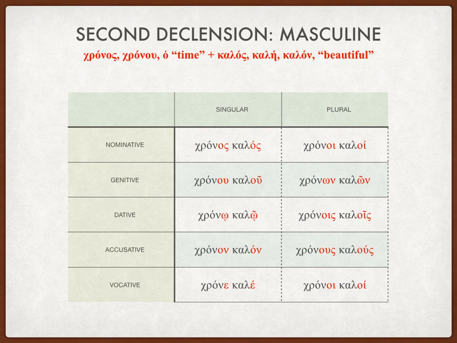Or if I make them genitive, of the beautiful times, chronon kalon, genitive plural. Dative plural, to or for the beautiful times, will be chronois kalois. Accusative plural, chronous kalous. And vocative, if I'm talking to beautiful times, chronoi kaloi.